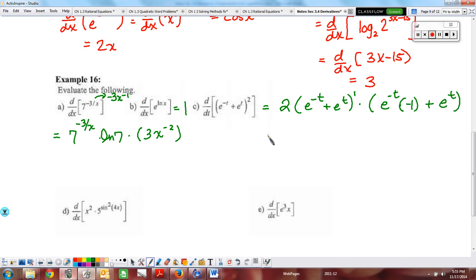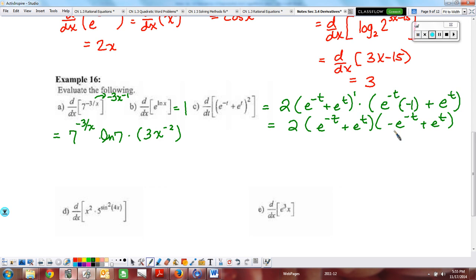If we want to, we could pretty it up a little bit. This is 2 times the quantity e to the negative t plus e to the t, times the quantity negative e to the negative t plus e to the t. Don't forget that e to the negative t requires a chain rule.